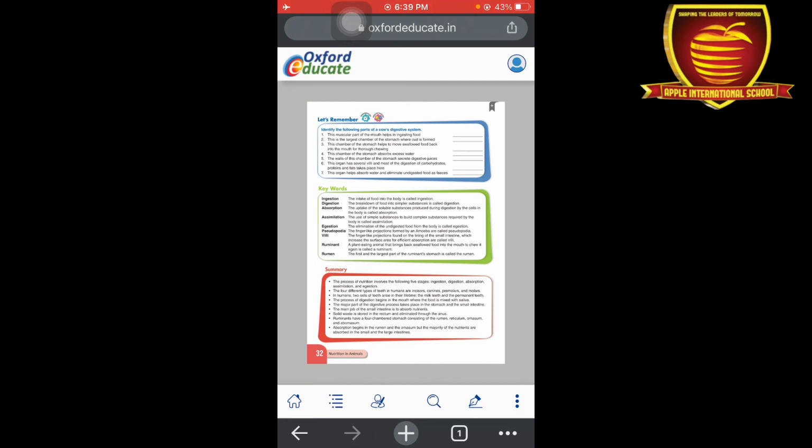Villi are present inside the small intestine. They are finger-like projections, okay, which increase the surface area for the absorption of digested food. Okay, and each villus is connected with blood vessels. Those blood vessels absorb the nutrients from the small intestine and pass them out to the other body parts through blood vessels. Okay, then we talked about the ruminants and rumens.